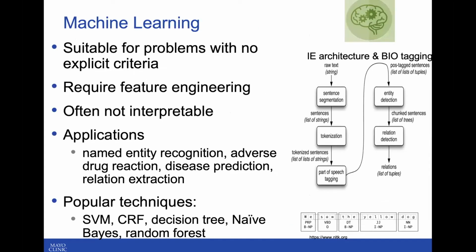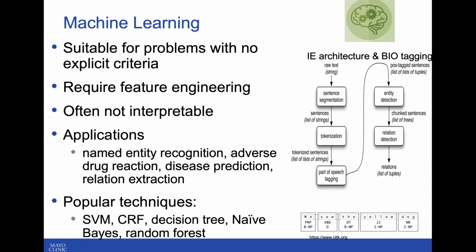The next technique is machine learning. I believe most of you are familiar with this. It is suitable for problems with no explicit criteria. We don't know the rules. The pattern is hidden, so there is just the data, and we can feed this data into the machine learners so they can learn from it.